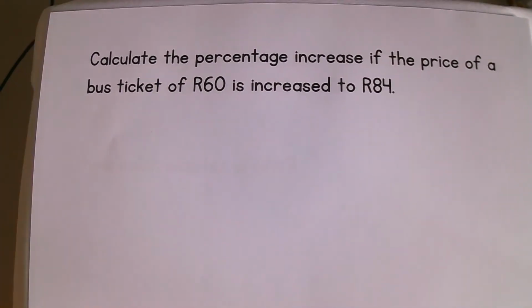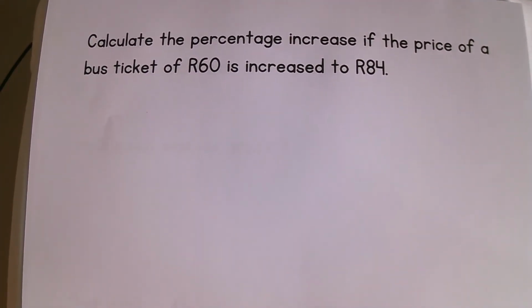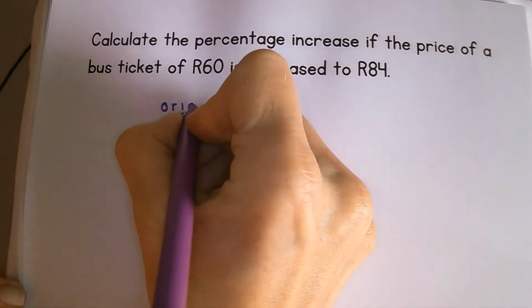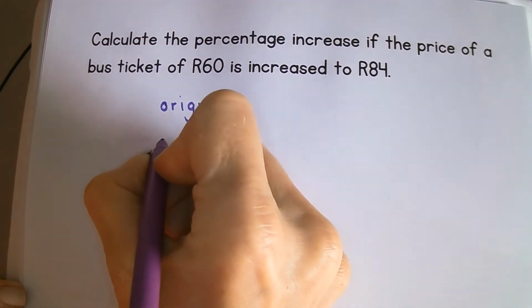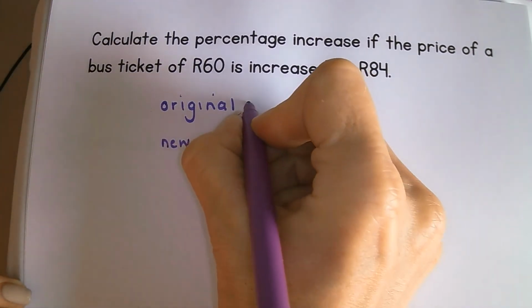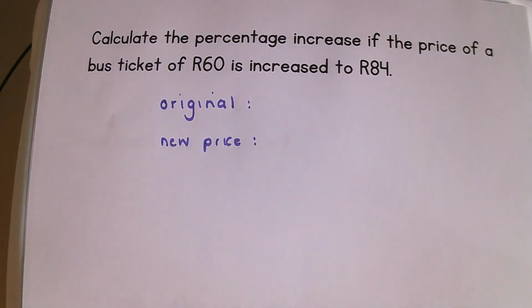And you see this one's a definite percentage increase and decrease sum. Okay, so calculate the percentage increase if the price of a bus ticket of 60 Rand is increased to 84 Rand. Now, whenever you get this kind of question where you are calculating the percentage increase or the percentage decrease, what I want you to do is write down which is the original price and which one's the new price. The reason why I want you to do this is because then you can identify which one's the old price, which one's the new price, and it's going to help you with your method later on.